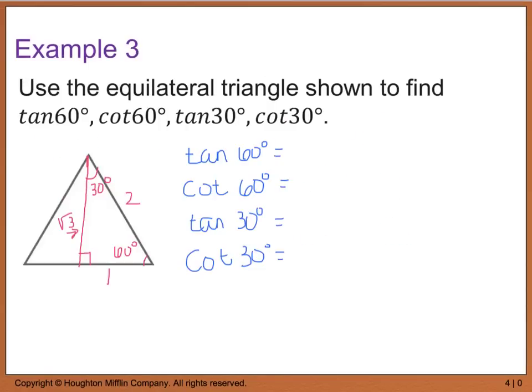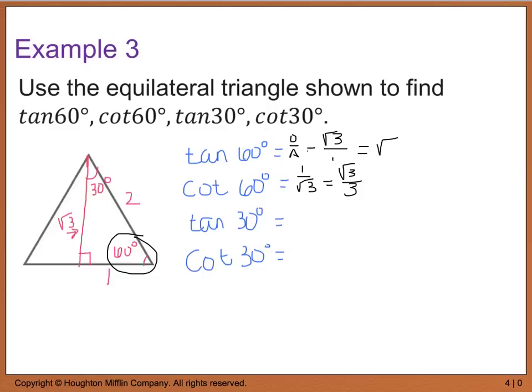For example 3, we're going to use the equilateral triangle that's shown to find the tangent of 60 degrees, cotangent of 60 degrees, and tangent and cotangent of 30 degrees. Well, to start out with, we know that tangent is equal to opposite over adjacent. And if I look at 60 degrees, I'm looking right here. So the opposite side is the square root of 3 divided by the adjacent, which is just the square root of 3. Cotangent is the reciprocal of that, so I have 1 divided by the square root of 3, which happens to be the square root of 3 over 3.